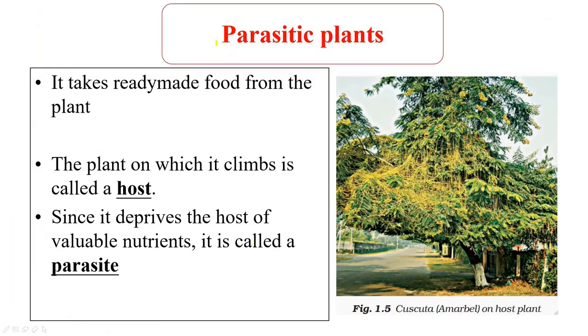So first we will study about parasitic plants. Parasitic plants are plants which climb on some other plant and then they take the food prepared by these plants. An example is Cuscuta plant or Amarbel. So the plant on which it climbs is called the host plant, and since it deprives the host of valuable nutrients, it is called a parasite. It takes the ready-made food prepared by this host plant.